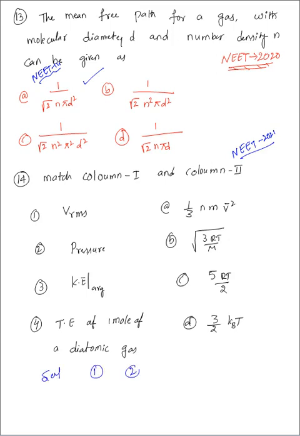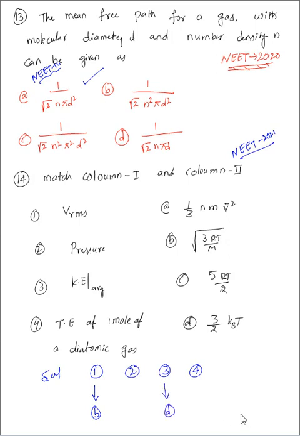1, 2, 3, 4. We know clearly that VRMS is under root 3RT by m. So for 1, B is matching. And average kinetic energy: in our first lecture we studied the postulates of kinetic theory and the law of equipartition of energy, and in both I explained that it is nothing but 3 by 2 times kBT. So 3 will match with D.